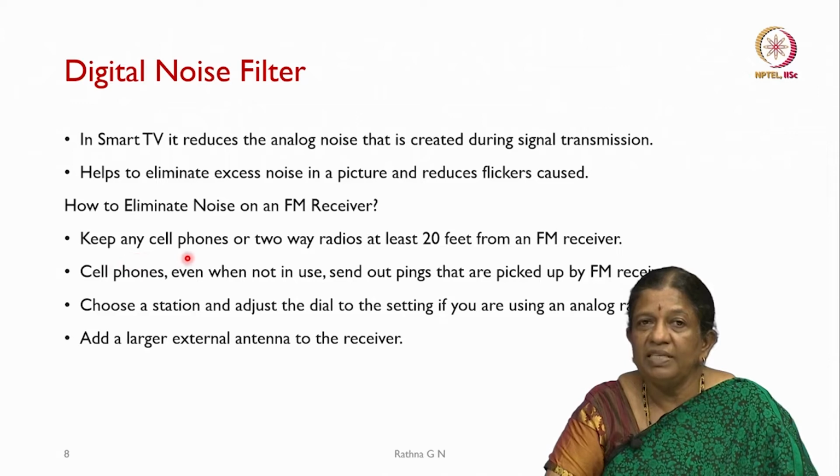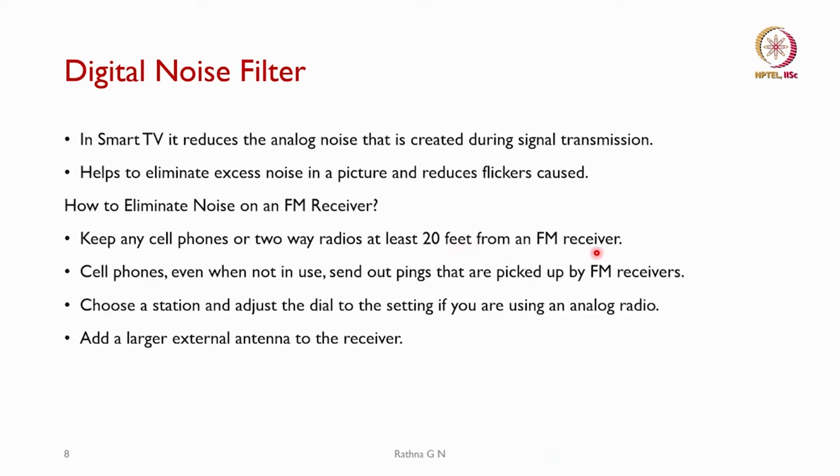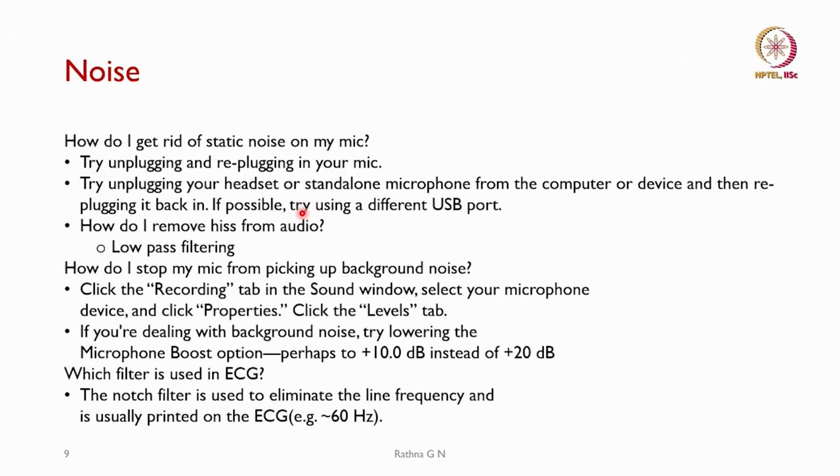Usually, keep any cell phones or two-way radios at least 20 feet from an FM receiver. Cell phones, even when not in use, as all of us know, send out pings that are picked up by your FM receivers. You can choose a station and adjust the dial to the setting if you are using an analog radio. Add a large external antenna to the receiver. That is how you will eliminate your FM receiver noise.